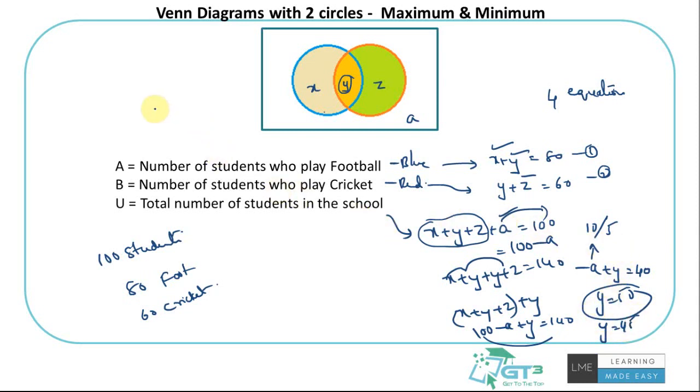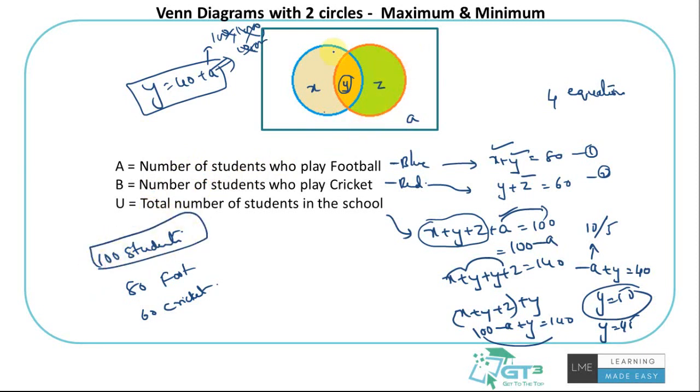So what will be the maximum value of Y? Y is basically 40 plus A. As high as A can go, that will give me the maximum possible value for Y. Can A be 100, 1000, 10,000? No, right? These are not possible. Why? Because I already know there are only 100 students in the school, so there can't be more than 100.